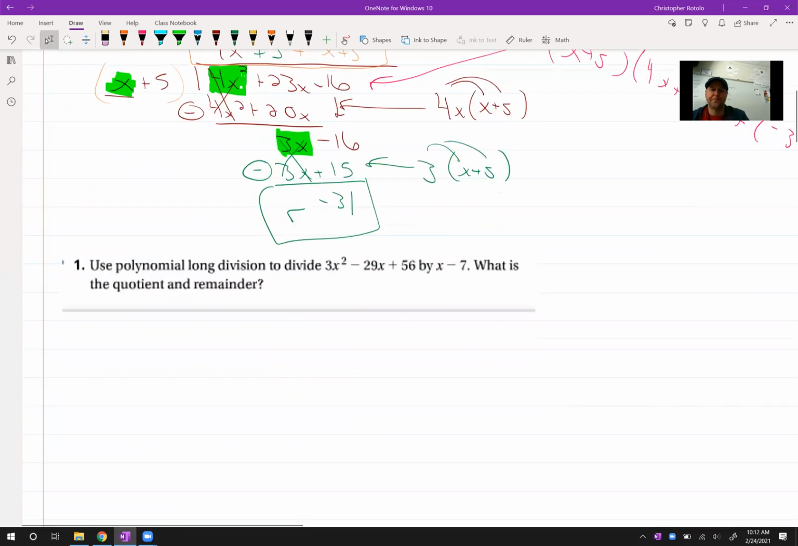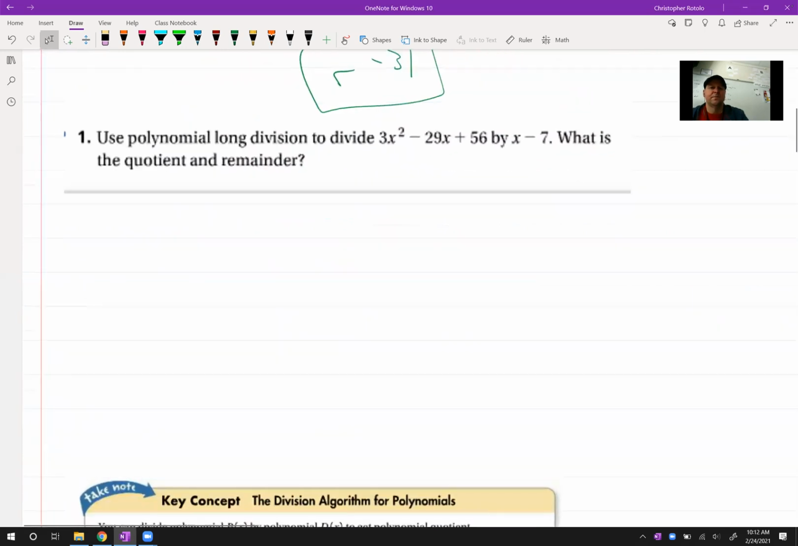Now let's try it again. What's the quotient and remainder? Okay, so I have an idea that maybe I should get a remainder, but maybe they're trying to throw me off. Maybe the remainder is 0. All right, let's just work on the problem. x minus 7, 3x squared minus 29x plus 56.